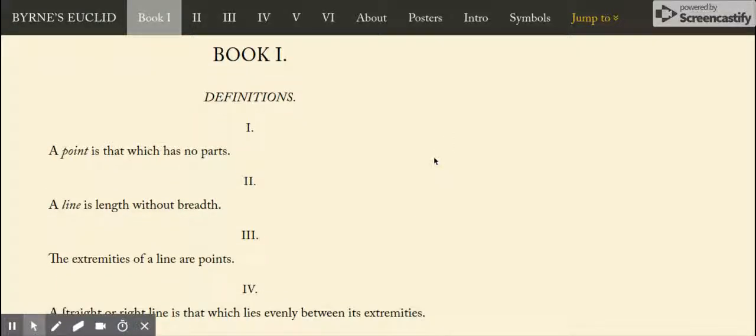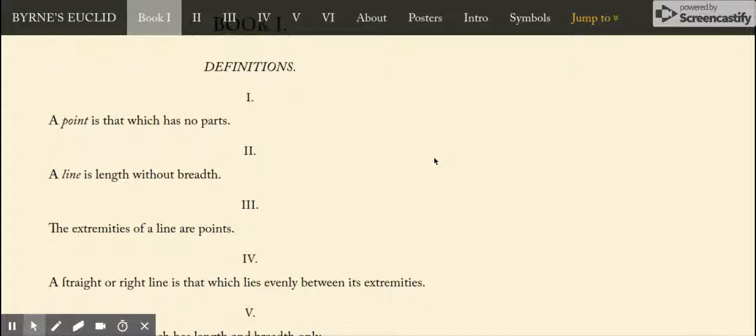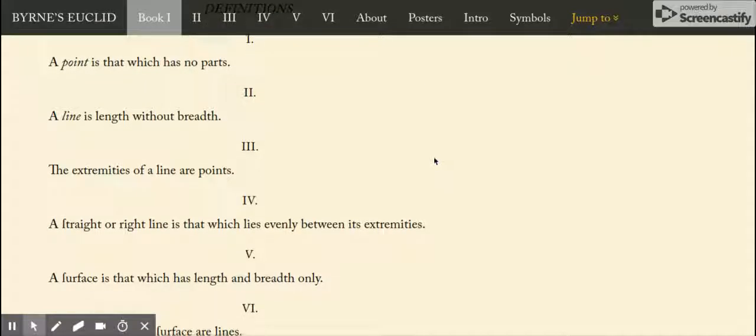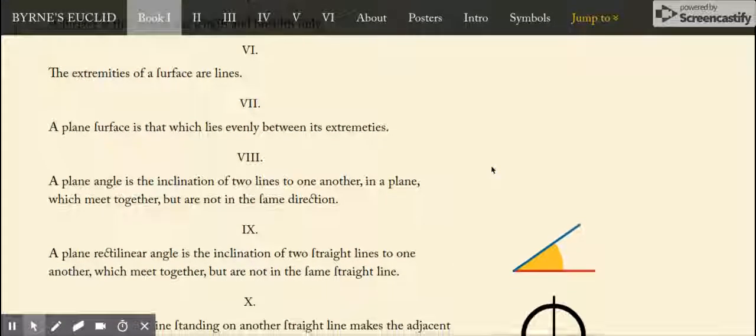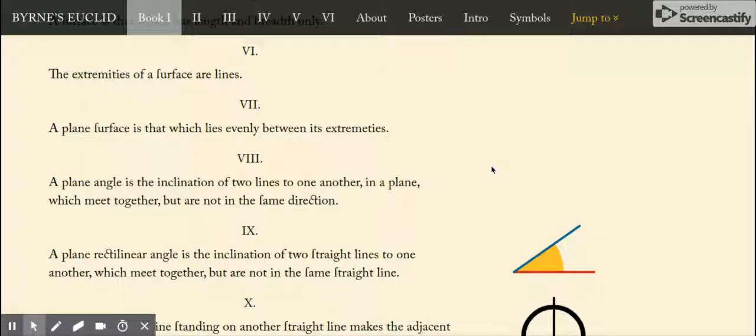I love this. A point is that which has no parts. A line is length without breadth. The extremities of a line are points. A straight or right line is that which lies evenly between its extremities. A surface is that which has length and breadth only. The extremities of a surface are lines. A plane surface is that which lies evenly between its extremities.